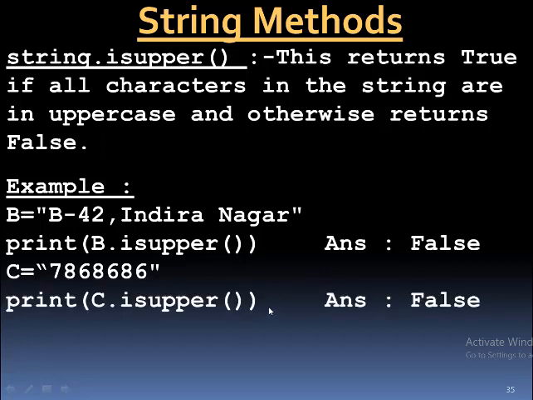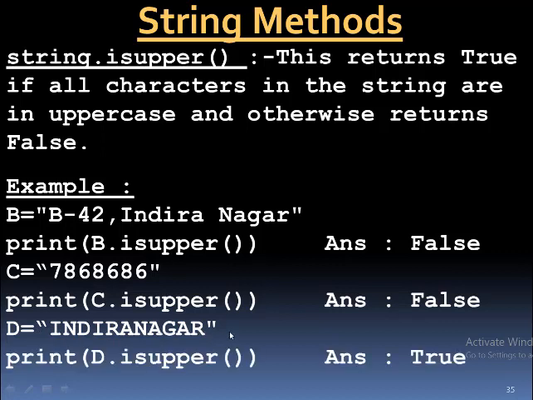Similarly, if C is a string and you write C.isUpper, again it will return false, because this C string also consists of characters that are not uppercase alphabets. Now this D string consists of all uppercase alphabets right from the first character to the last character. So it will return true. So only D is true for the isUpper function.